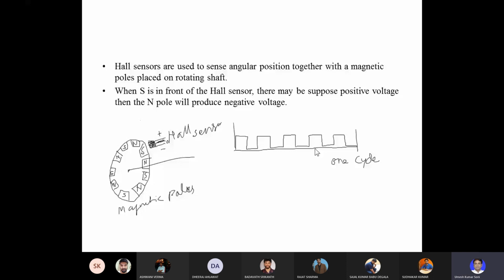Here, suppose there are magnetic poles in a disk. Small magnetic strips or poles are placed in a disk, and this disk is fitted to the shaft. And suppose there is a Hall sensor, so when the S pole is in front of it, suppose the S pole provides the positive polarity and the N pole provides the negative polarity.